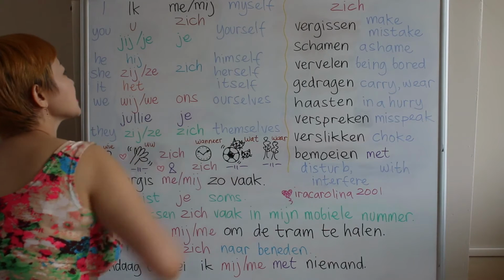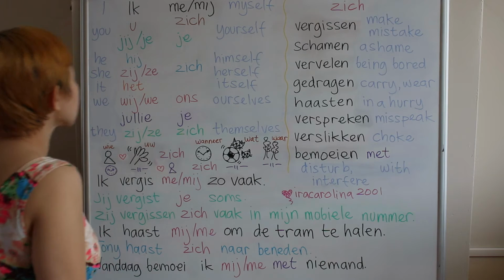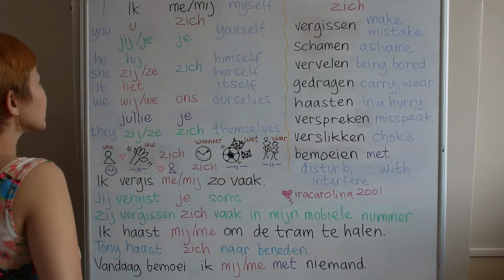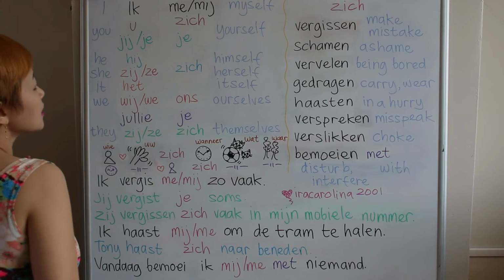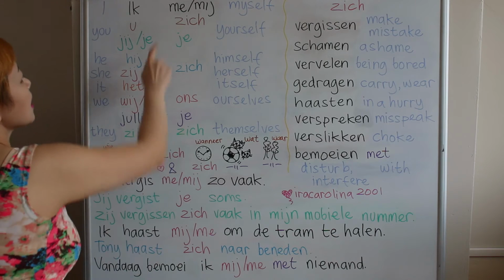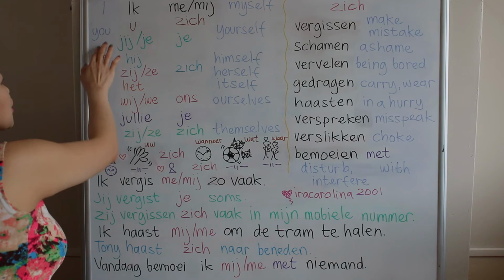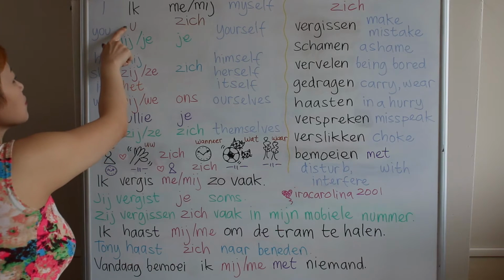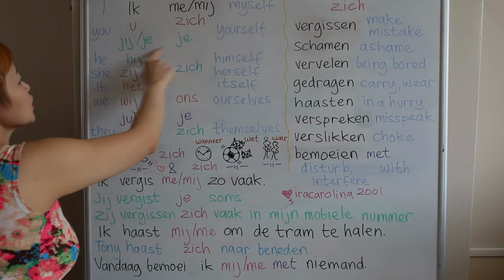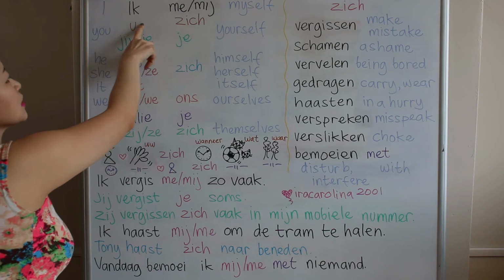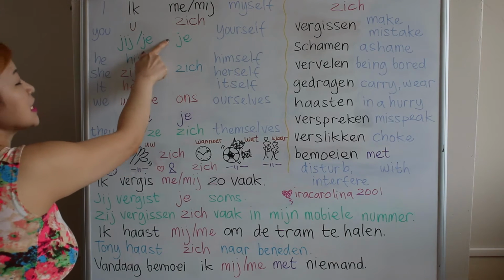The zich itself is not the same for every kind of subject we have here. Like I is ik, myself is me or mij, you is u or jij, je. Yourself for u is zich, yourself for jij or je is je.